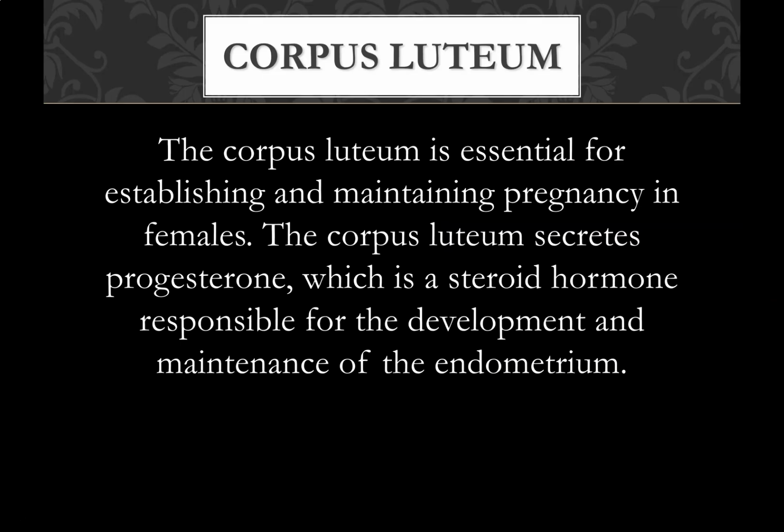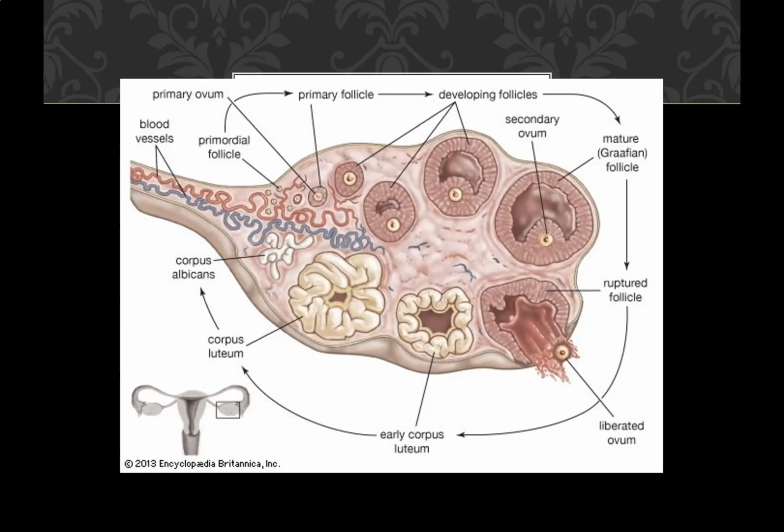The corpus luteum is essential for establishing and maintaining pregnancy. So that is that flower-shaped thing, and it's going to release progesterone. And that is going to happen after ovulation. Remember, you don't have to worry about implanting an egg if there is no egg. So after it's released, that's when the progesterone will be released.